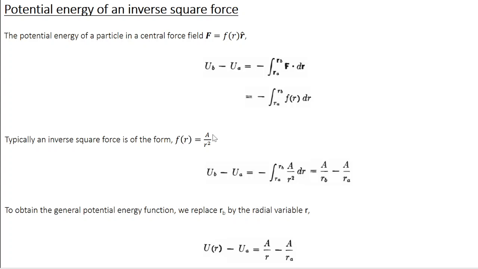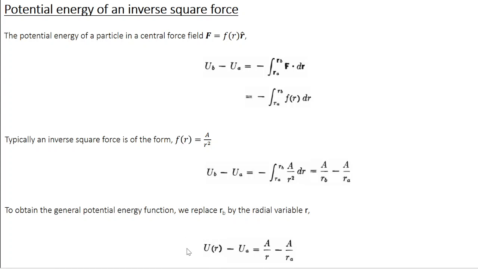So this is the generic form. Instead of F of R in this integral, now I can write A over R square. Integral of 1 over R square is minus 1 by R. You apply the limits, you get UB minus UA equal to A over RB minus A over RA. Now to obtain a general potential energy function, instead of RB, I can call the general vector R. So U of R minus U of A equal to A over R minus A over RA.